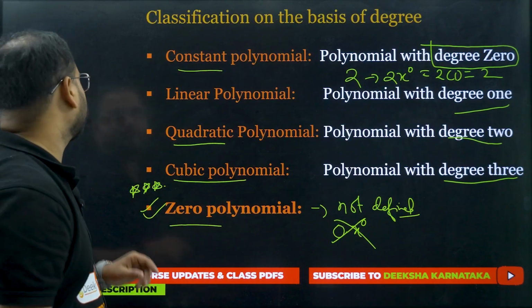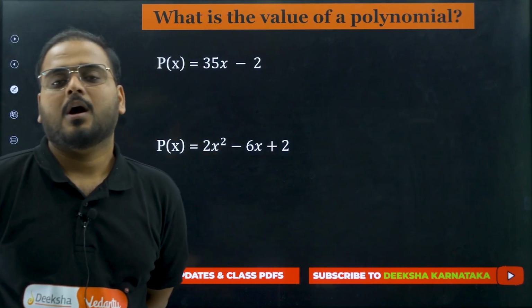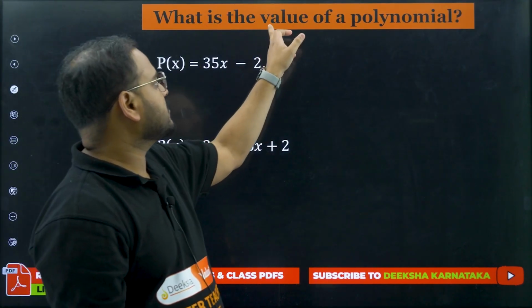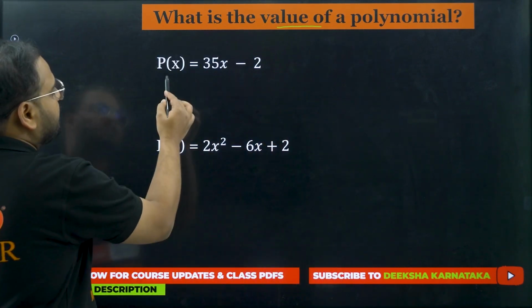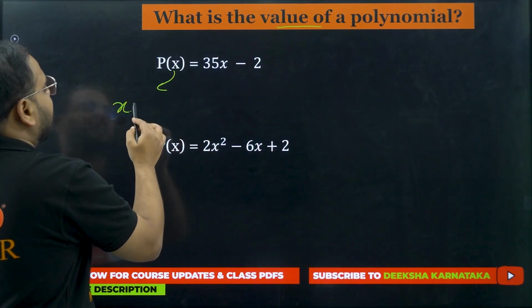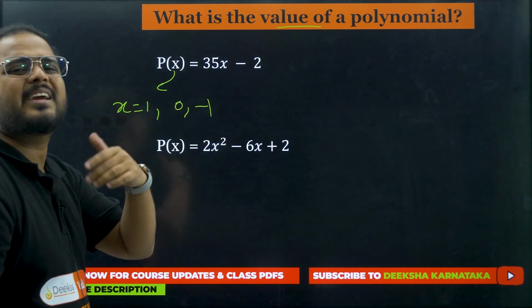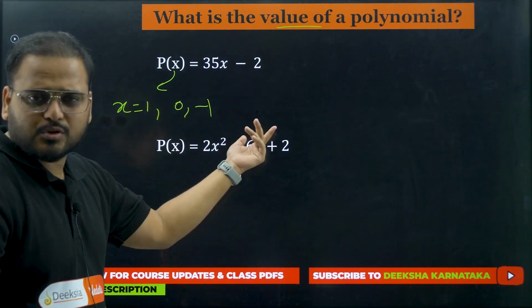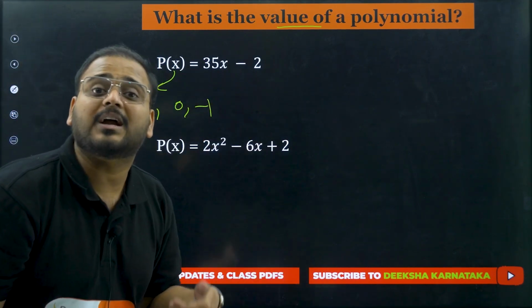Okay, moving on. What is the value of a polynomial? When this phrase comes to us, what do we mean by that? It means that if I substitute some value for x, say x equals 1, 0, minus 1, I can take any value, even an irrational number. For any value of x, what's the value of the polynomial at that value?